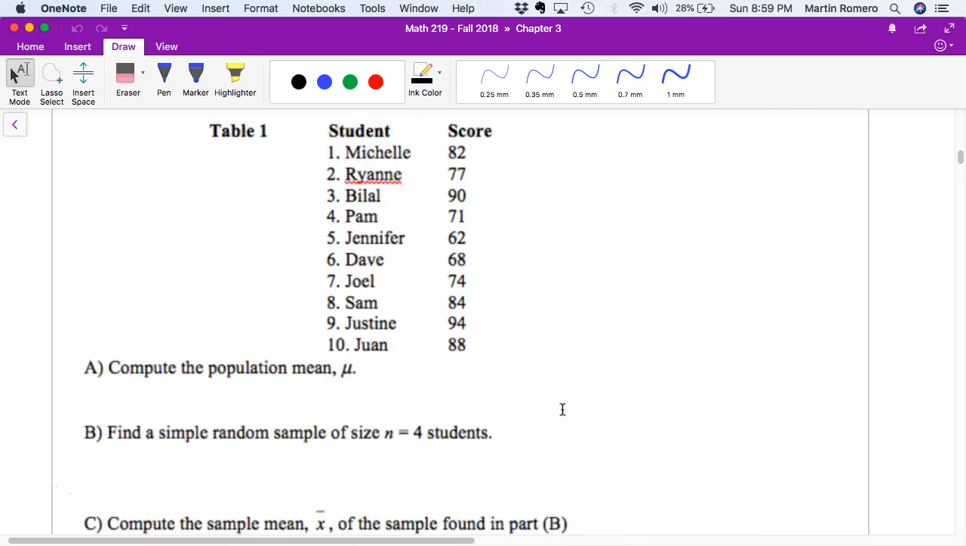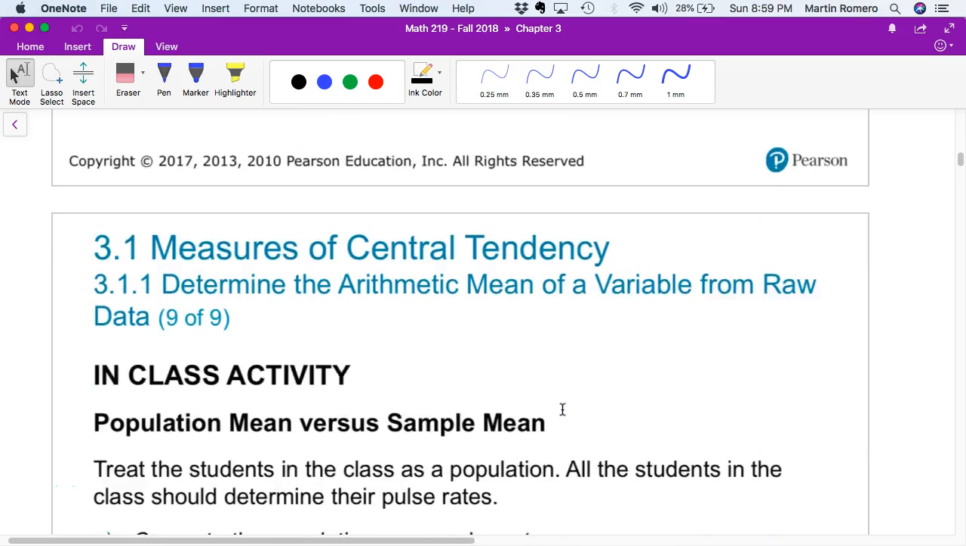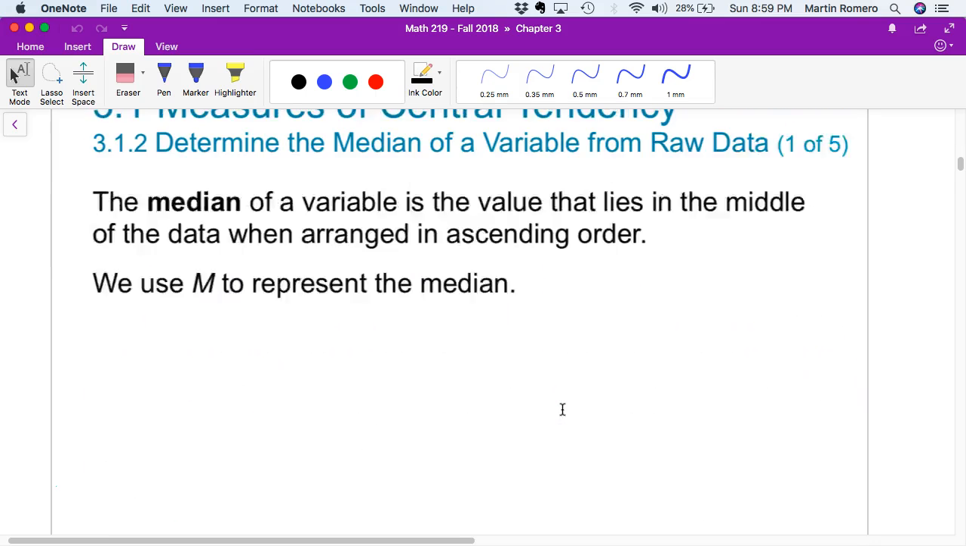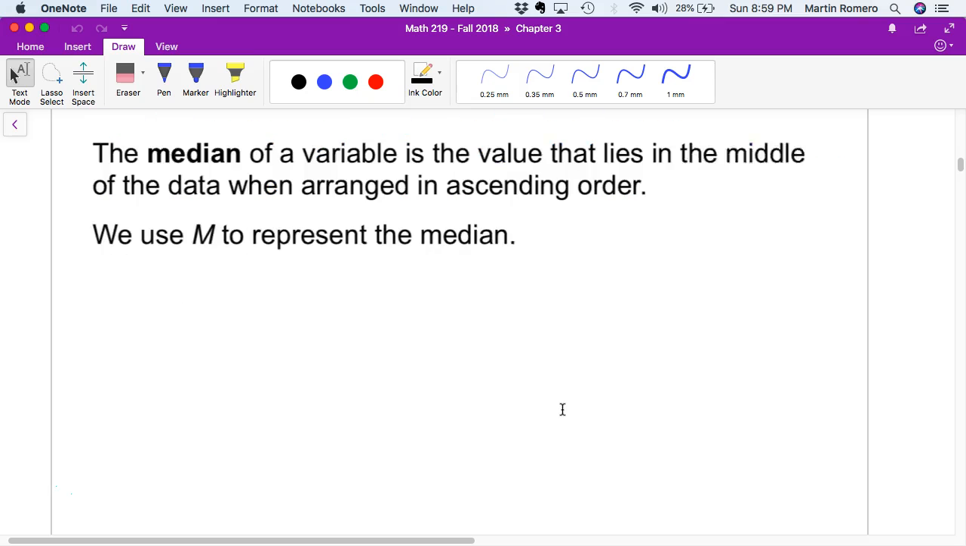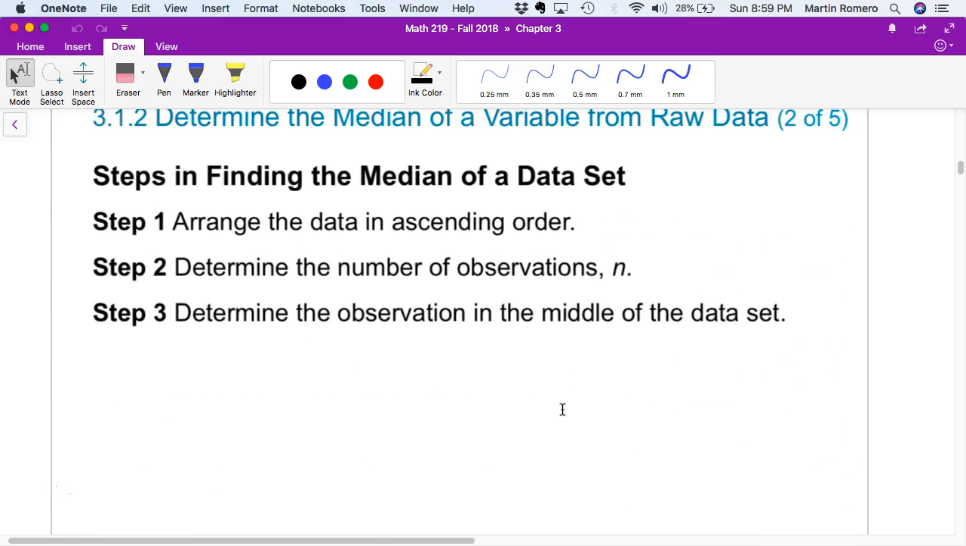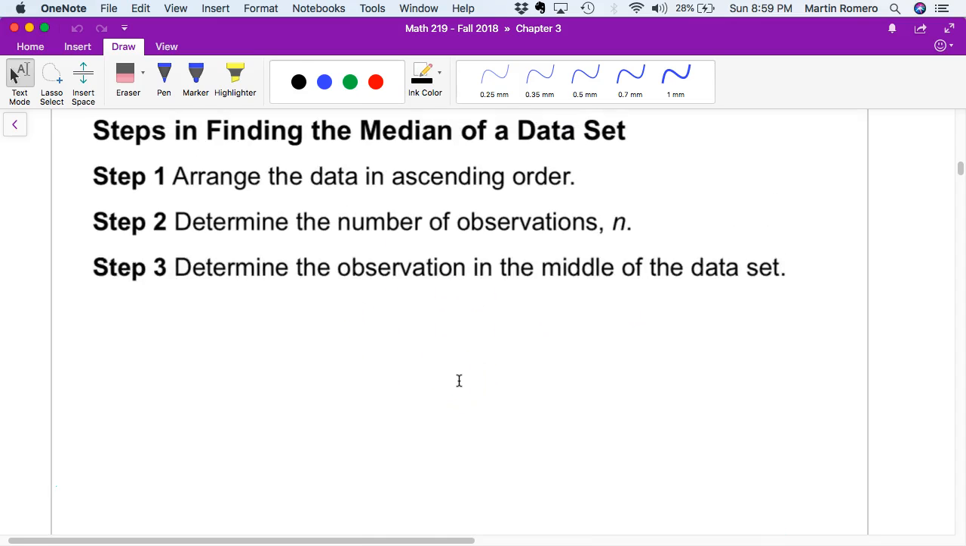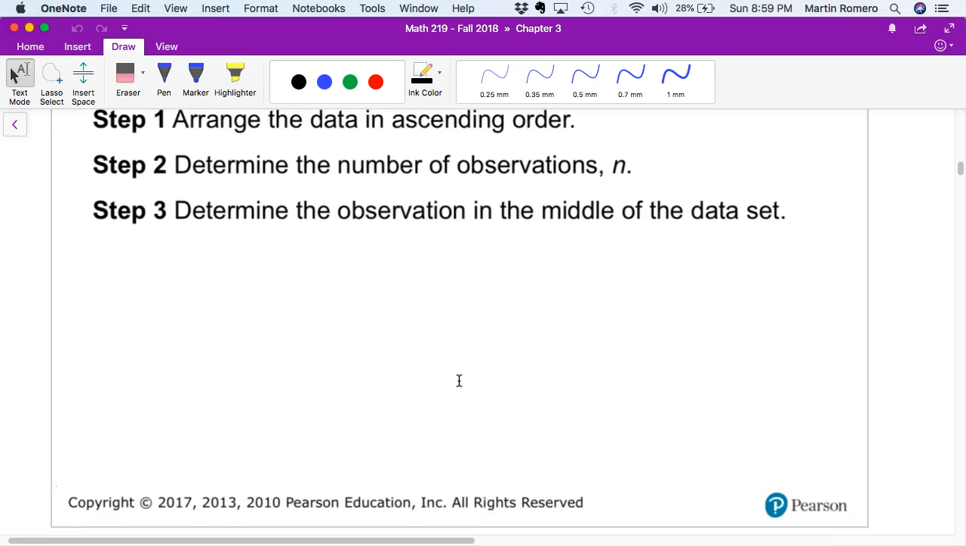Let's double check this here. And so there it is. The median of a variable is the value that lies in the middle of all the data. So you list all the data. You've done this before. Here are the steps to use. Arrange the data in order, determine the number of observations, and then determine the middle of the data set. Sometimes it depends on whether it's an odd or even number of data points.